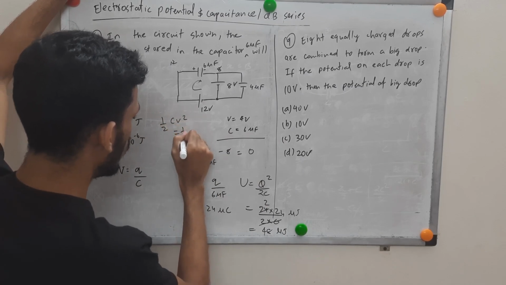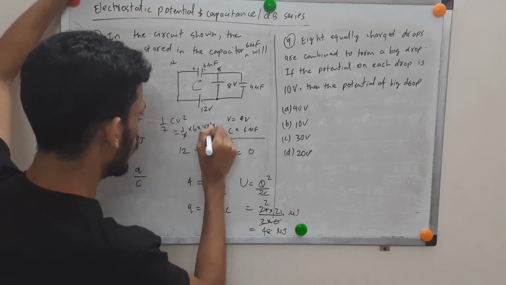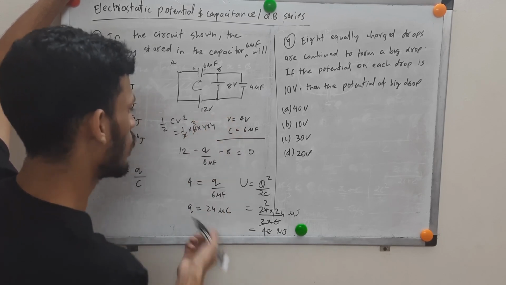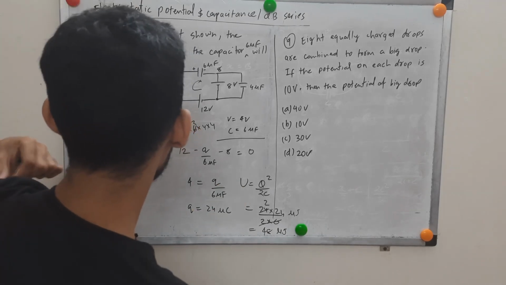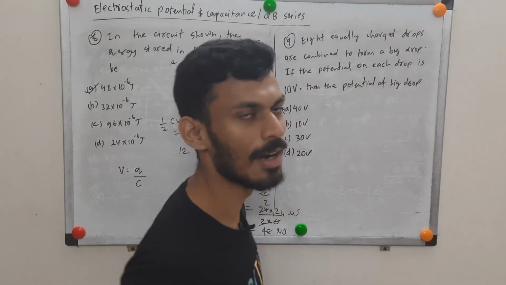I think you could have done it this way also, half C V squared. So half C into V squared: 3 4s are 12 and 12 4s are 48. Same answer, in microjoules. So yeah, physics does not lie. Let's come to the next question.